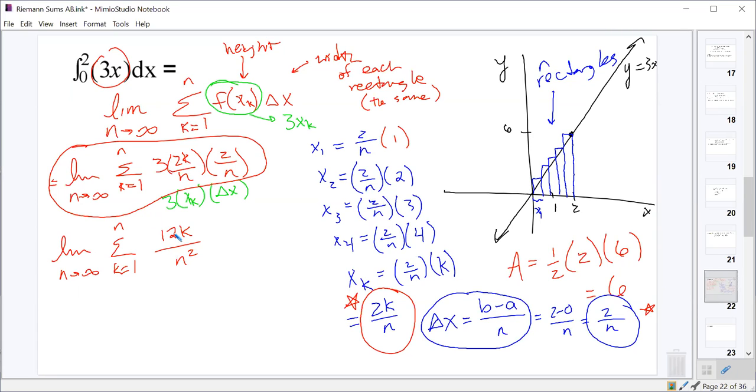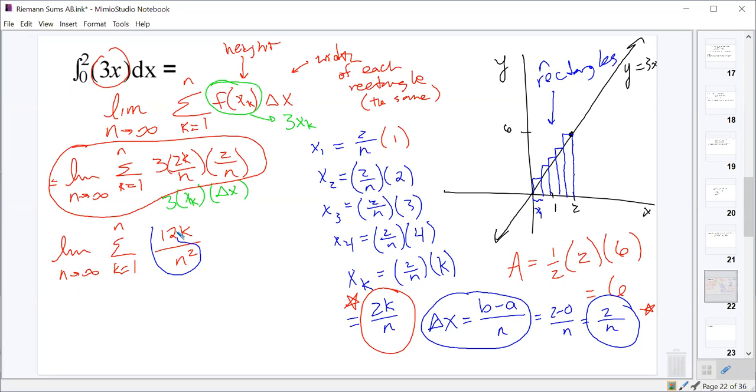Isn't 12 a constant? Yeah. Yeah, 12 is also a constant. K is not a constant, right? Because what is K doing? K is increasing. It's going from 1 to 2 to 3 to 4 to 5. And it's increasing. It's the variable. K is the variable within this summation. So what did we talk about yesterday? If we had a constant inside of a summation, what could we do with it? Take it out and put it in the front.